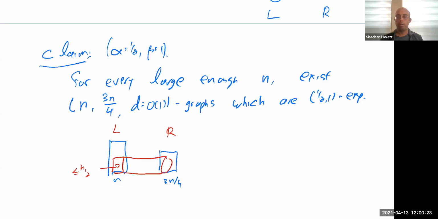I'm going to skip the proof of the claim for now. It's basically a probabilistic method proof. It's a randomized construction: choose a random graph and analyze the probability of it failing to be this half-1 expander. First, let me show you how we use these graphs to construct our super-concentrators, and then if we have time, I'll show you how to prove this claim.